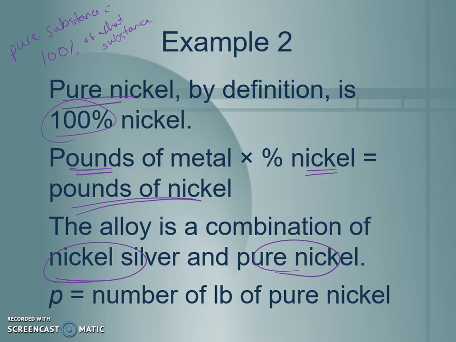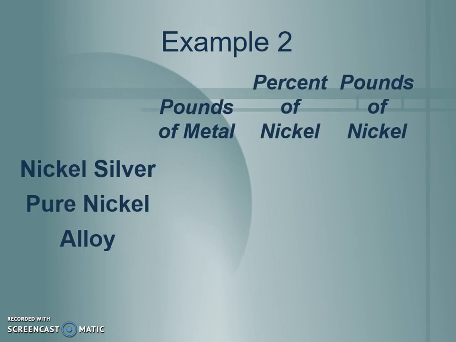So let's go ahead over to our chart. So first of all, we have nickel silver, and they told us that nickel silver is 15% nickel. We know that we're adding pure nickel to it, which we said all pure substances are 100% of that substance. So pure nickel is going to be 100% nickel. And we know that our target, they call it an alloy. A lot of times for this bottom line, I just write this is our goal. So our goal is to have a mixture that is 20% nickel.